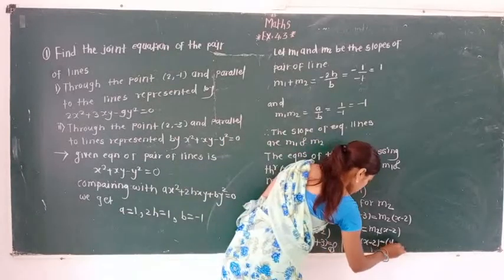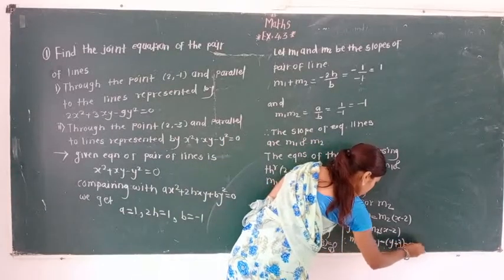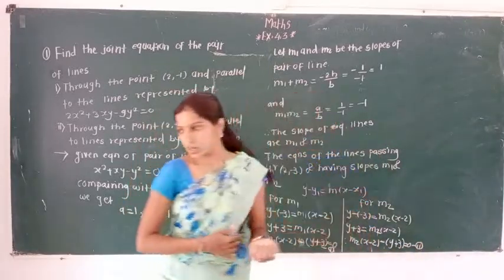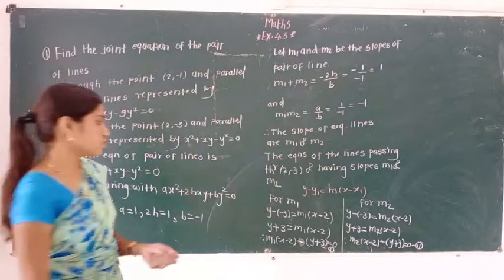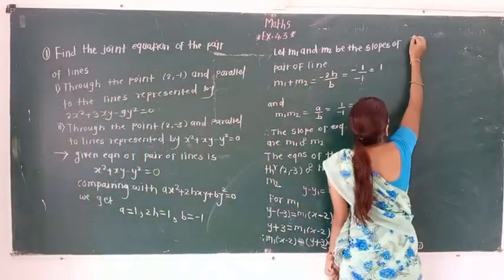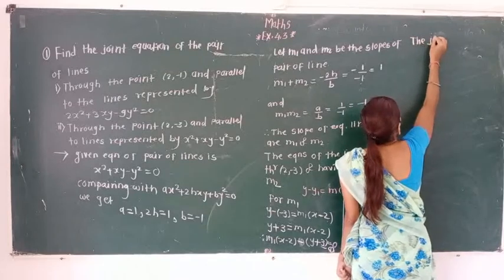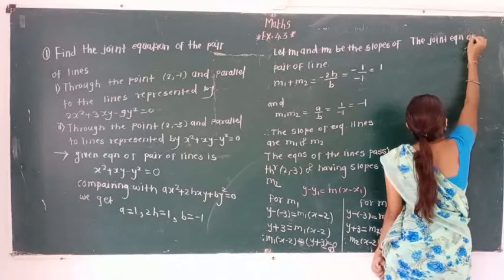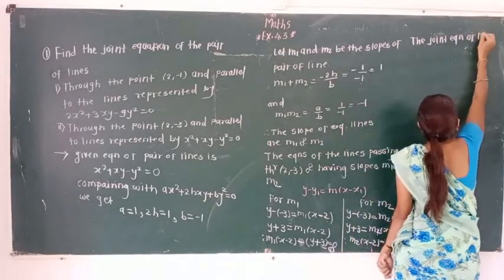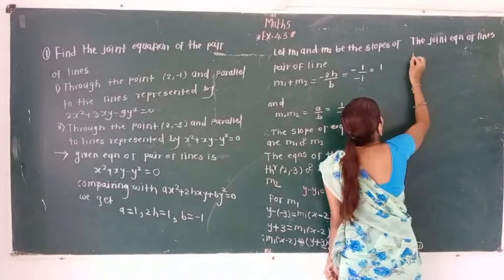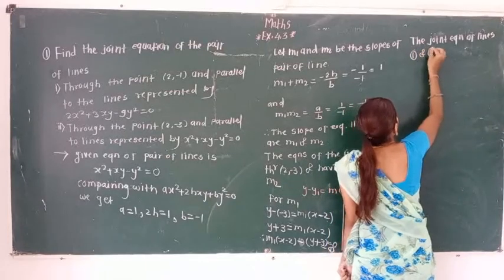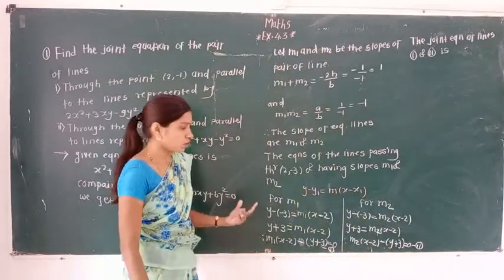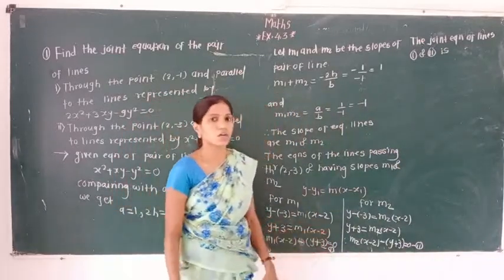Minus y plus 3 is equal to 0. This is the equation of the second line. Now to find the joint equation of the first and second lines, we know that when we combine the equations of two lines, we take the product of the two equations, and we get the combined equation.